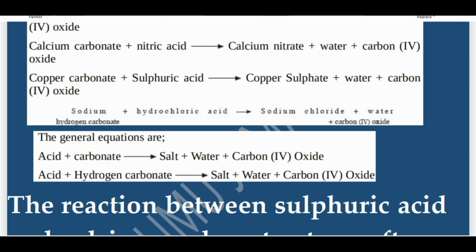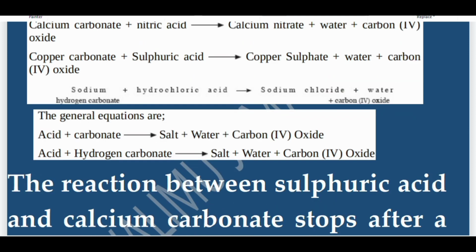So the general equations for the reactions of carbonates and hydrogen carbonates are: dilute acid reacting with a carbonate gives a salt, water and carbon dioxide; dilute acid reacting with a hydrogen carbonate gives a salt, water and carbon dioxide too.